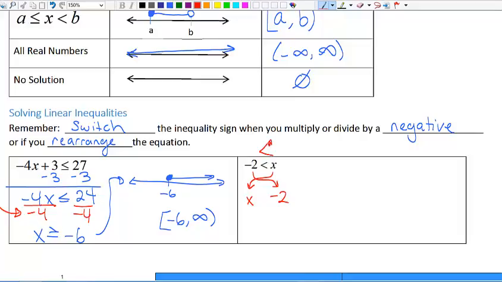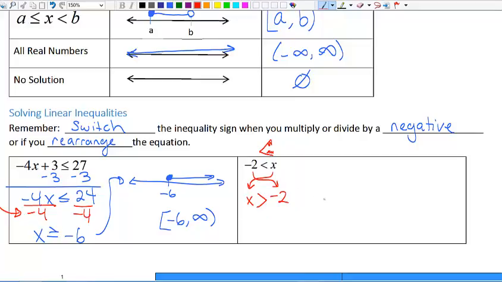I'm not sure if you guys remember this. Remember the alligator? Okay. The original problem said negative 2 is less than x, which means the alligator is eating the x. There's my little teeth. So if I switch it around, my alligator still needs to eat the x. So this is one case where you could switch your inequality. The only other case is if you multiply or divide by a negative.